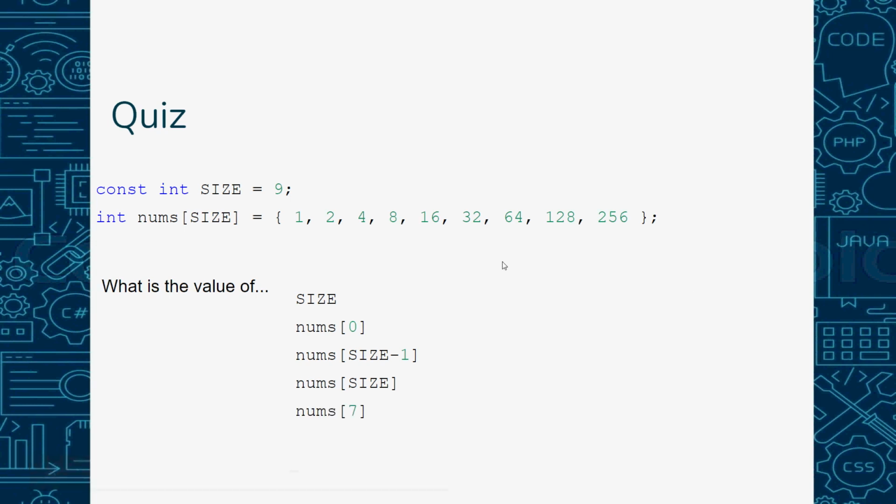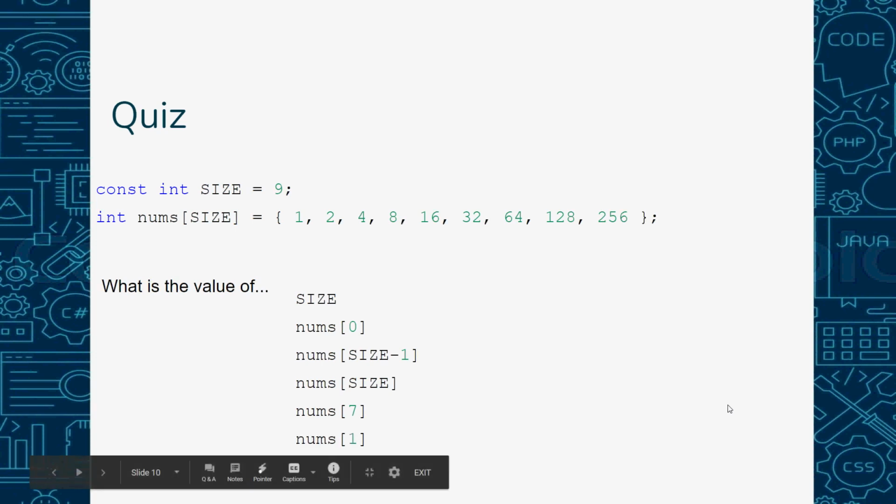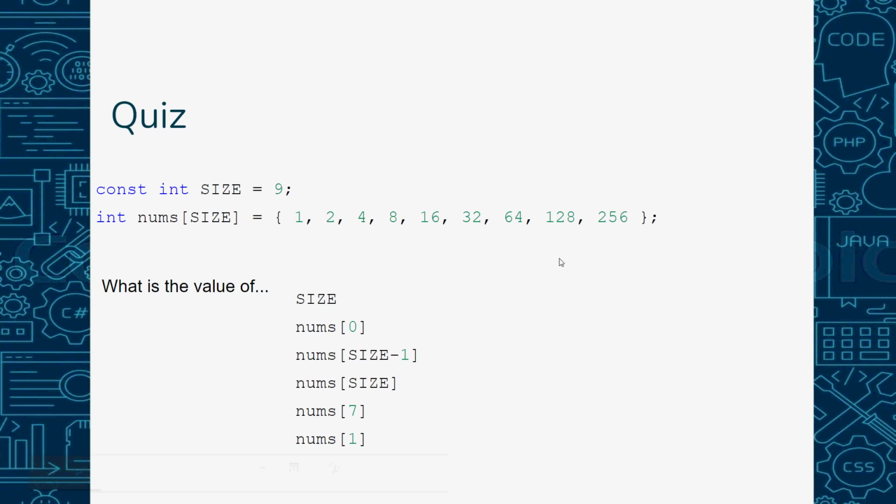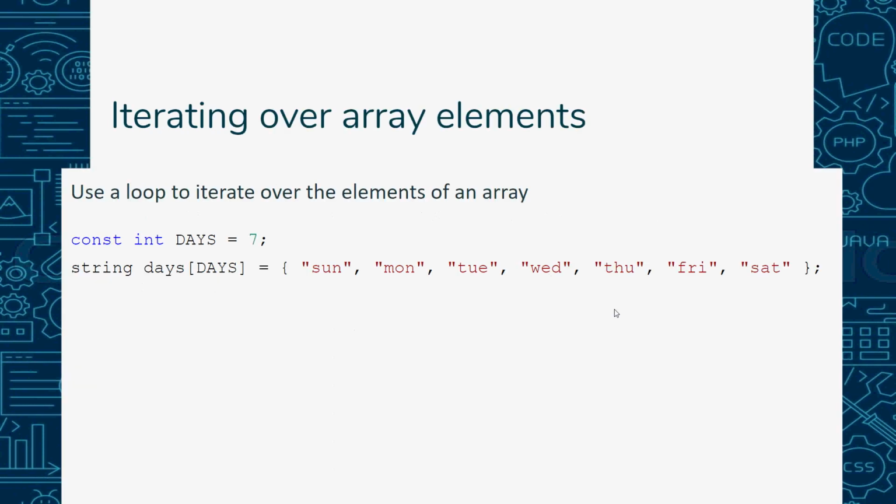Okay, how about nums of 7? 0, 1, 2, 3, 4, 5, 6, 7. That would be our 128. So you kind of get where we're going on this one. Nums of 1, this would be our value 2 because this is 0, this is 1. And nums of negative 1, that would also give an error because that position doesn't exist.